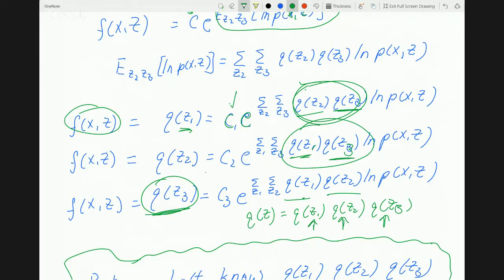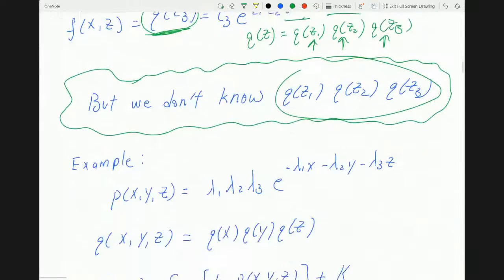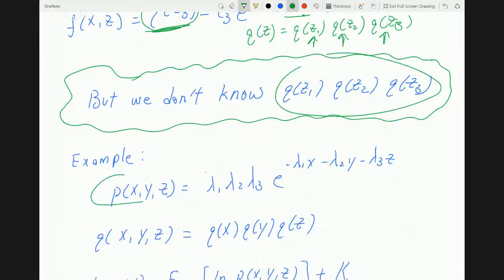On top of that, we don't know what this constant is. So there's actually a trick, and the best way to show you, I think, is through an example of how this could be done. So let's say we have this. This is the joint, right? Instead of Z1, Z2, Z3, I'll just call them X, Y, Z. And this is the function for X, Y, Z.